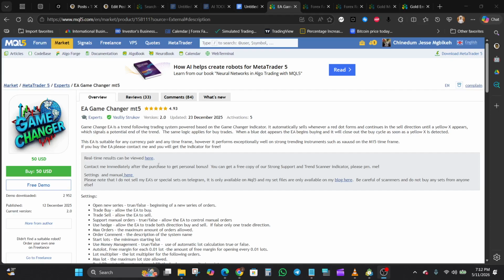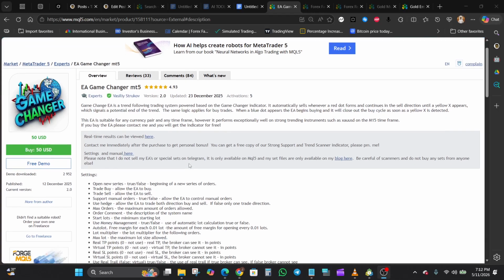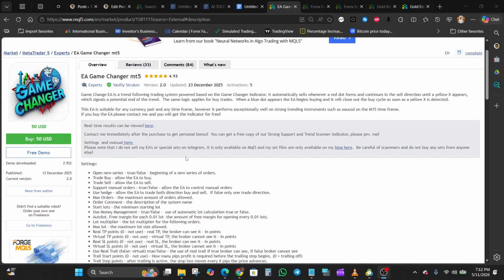Now, right here on the MQL5 Marketplace page, we can see the EA is currently priced at 50 US dollars, and the developer listed here is Vasily Strukov. The current version is 2.0, updated on December 23rd, 2025. One thing I want to point out early is that this EA supports both MT4 and MT5, which is useful for traders who may already be operating across both platforms.